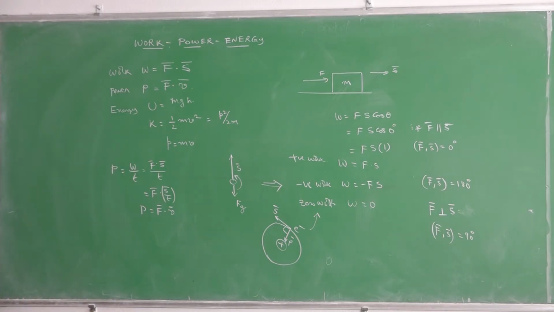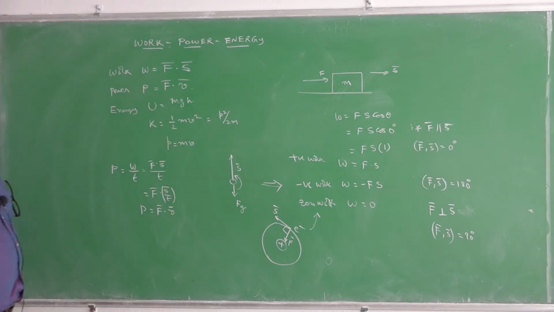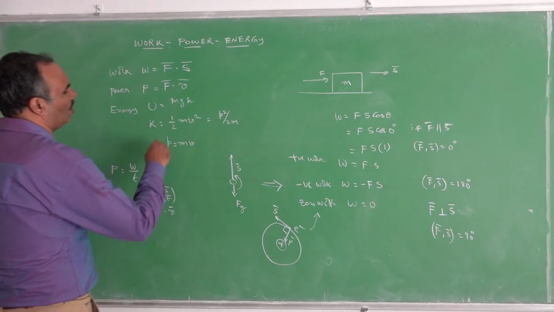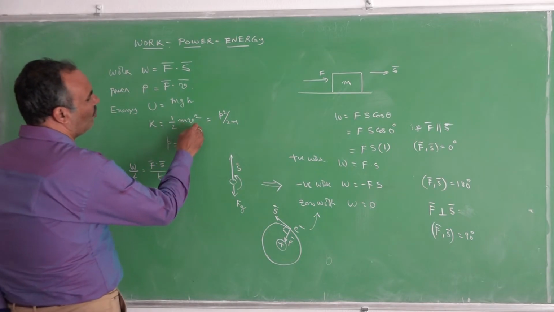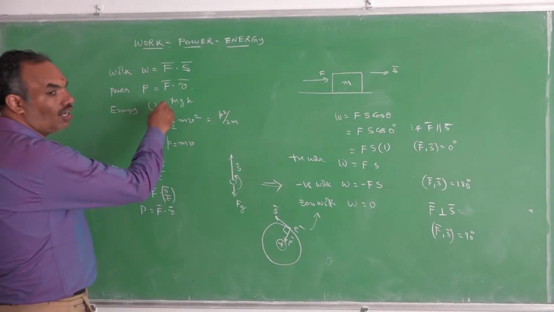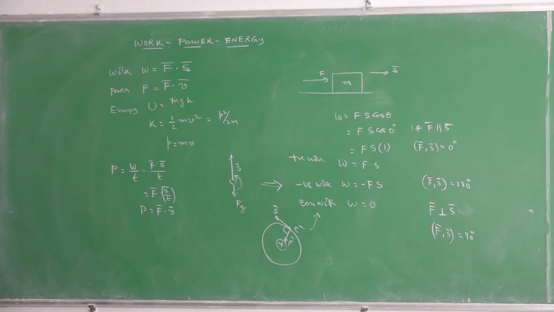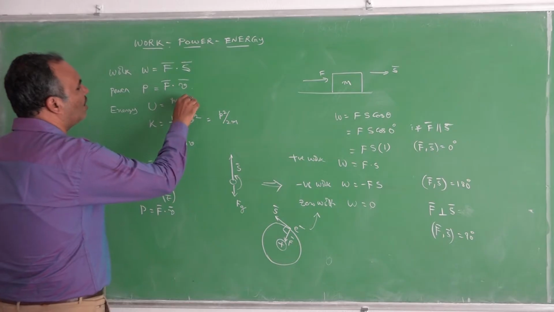The capacity to do work is called energy. Energy possessed by a body due to its position is called potential energy. Energy possessed by a body by virtue of its motion is called kinetic energy. So the kinetic energy can have a formula of half mv square, otherwise p square by 2m. Potential energy is having formula mgh. H is the height of center of mass of the object.